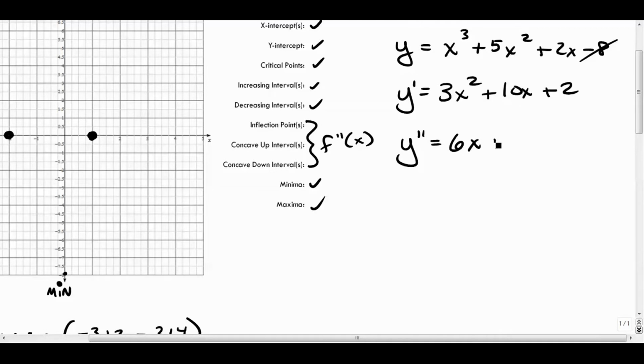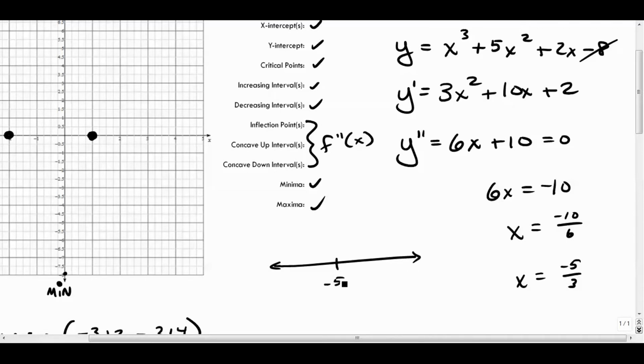So it's 6x plus 10. Set that equal to 0 and solve it. So negative 10 over 6, negative 5 over 3. Negative 5 over 3, we're going to do a second derivative test and compare that to how that graph would actually look. So we're going to test a number to the left of negative 5 over 3 in our function. Negative 5 over 3 is negative 1.6, so let's check negative 2. Check negative 2 in your second derivative. 6 times negative 2 plus 10 is negative. Negative second derivative means concave down.